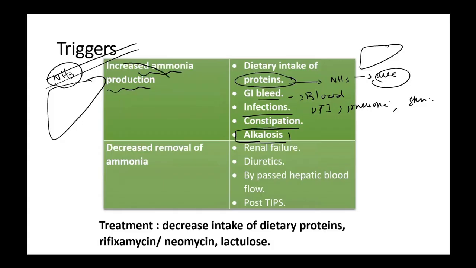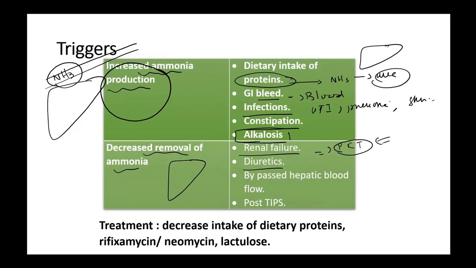So first, there is increased production of ammonia. Second, decreased removal of ammonia. So first, the liver is not functioning. Second, renal failure. We will discuss this in detail in the kidney, how ammonia is handled by the kidney. But we know that the proximal convoluted tubule has a mechanism of getting rid of ammonia. If there is a kidney failure, then the ammonia level will go up.